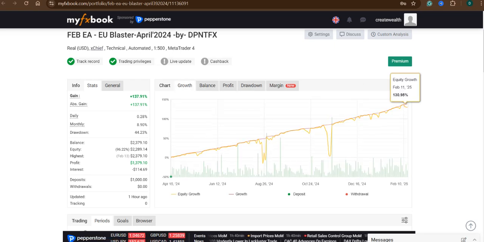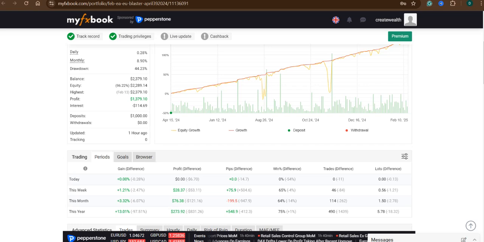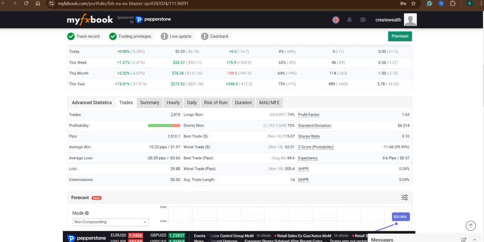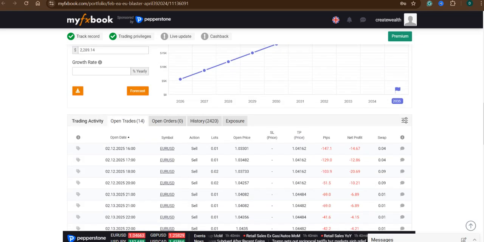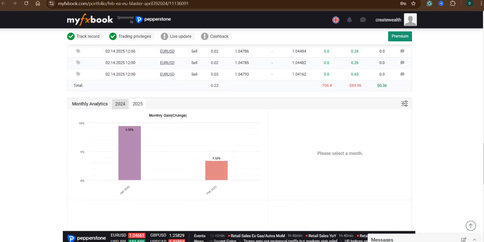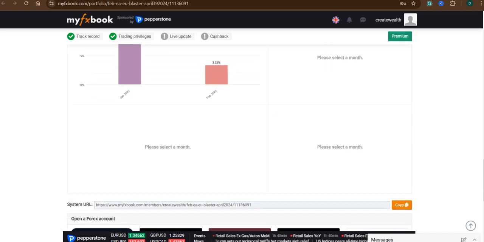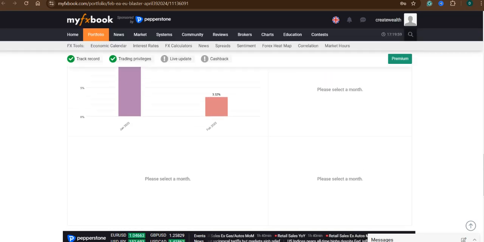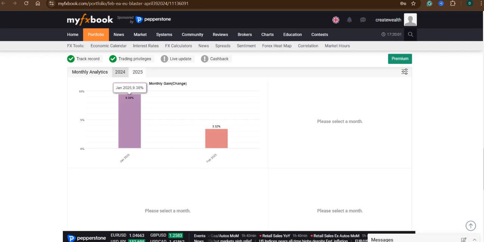So these are the statistics of this expert advisor Forex EU Blaster, and we are completing 10 months today, and I think that's pretty much enough. Yes, it is showing that today there is no profit, so it means that the EA has not closed any trade today. And the other thing, here it is showing 89. However, in the current trade it is showing 66, as you can see. So that can vary.